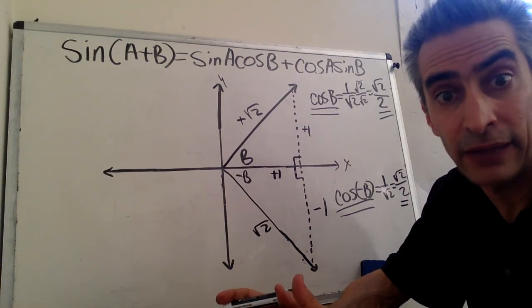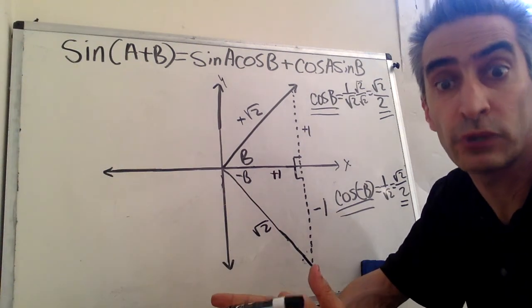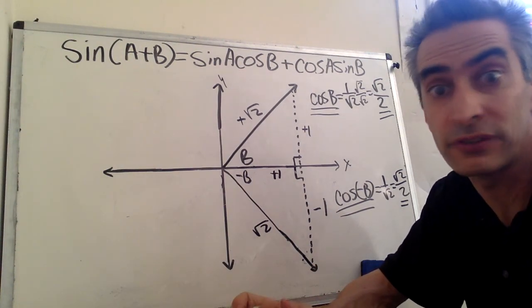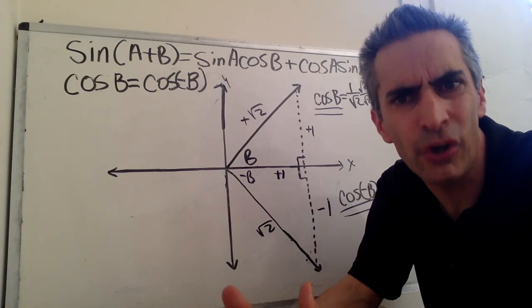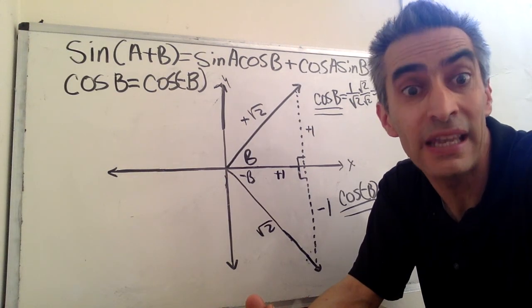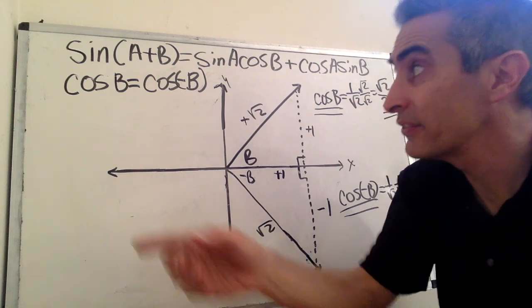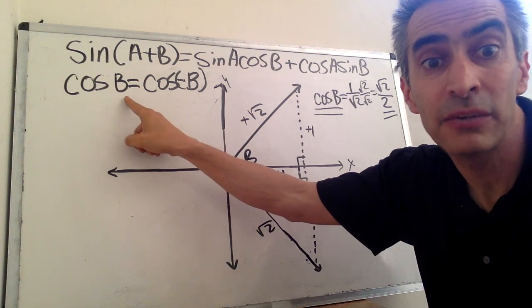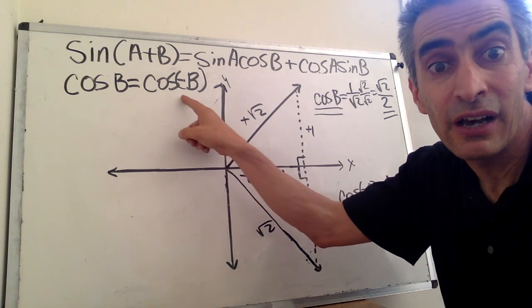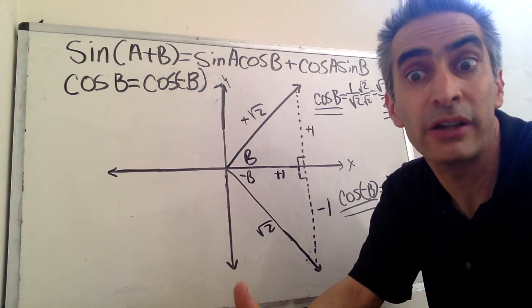This works for any angle. It doesn't only just work for a 45-degree angle. It'll work for a 60-degree angle, 30-degree angle, whatever you put. So what does it mean that cosine is an even function? It means that the cosine of an angle, right here, cosine of B, for example, is going to be equal to the cosine of its negative angle. They are equal.